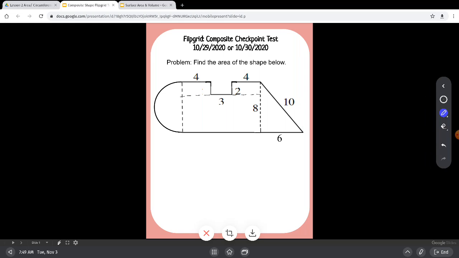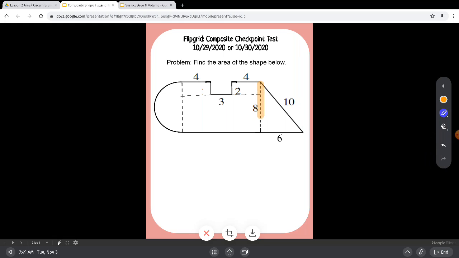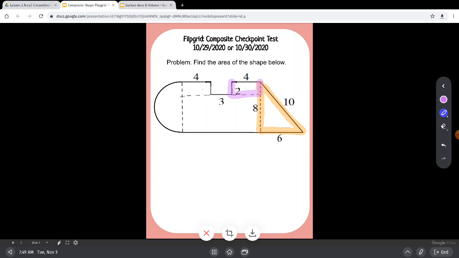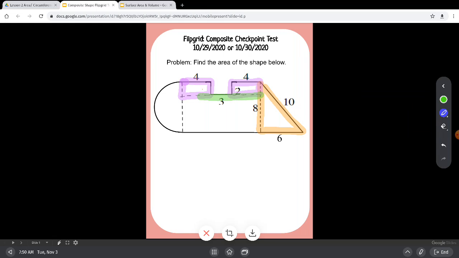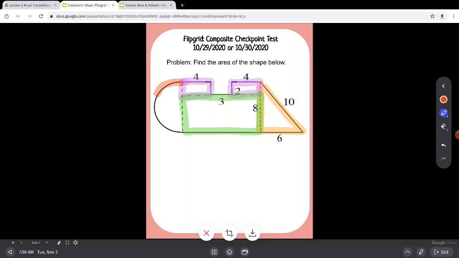And the shapes that I'm going to identify are, I'll do them in different colors. I have a triangle right here. I have a smaller rectangle right here. And I also noticed that this smaller rectangle is the same, so I have two small rectangles. I have a large rectangle right here. And last but not least, I have a semicircle or a half circle right here. So there I've cut and identified each of my shapes.